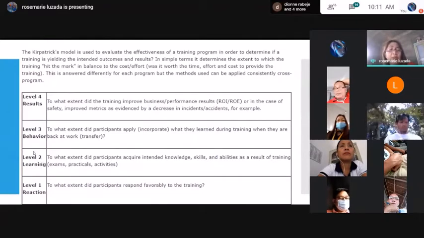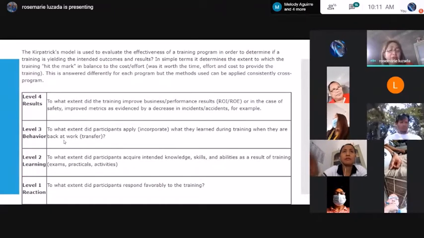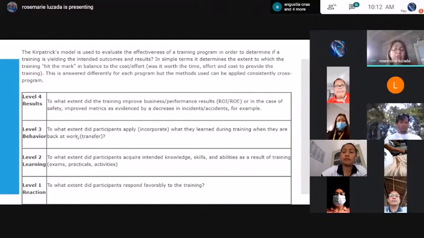Okay, next. To what extent did participants apply, incorporate what they learned during training when they are back at work? So the behavior, is there a change in the behavior of the people around us? Then, to what extent did the training improve business or performance results, or in the case of safety, improve metrics as evidenced by a decrease in incidents, accidents, for example? So we should check the result. There should be a positive impact or positive result.